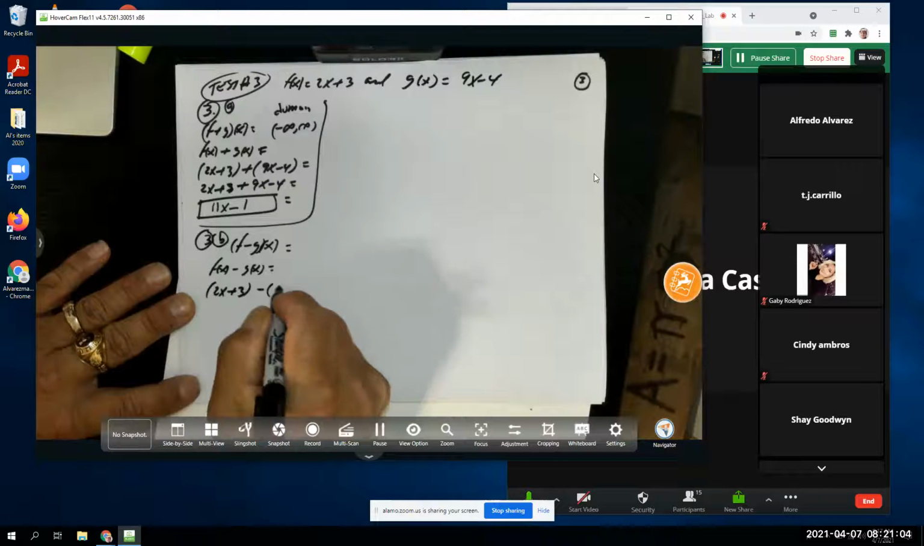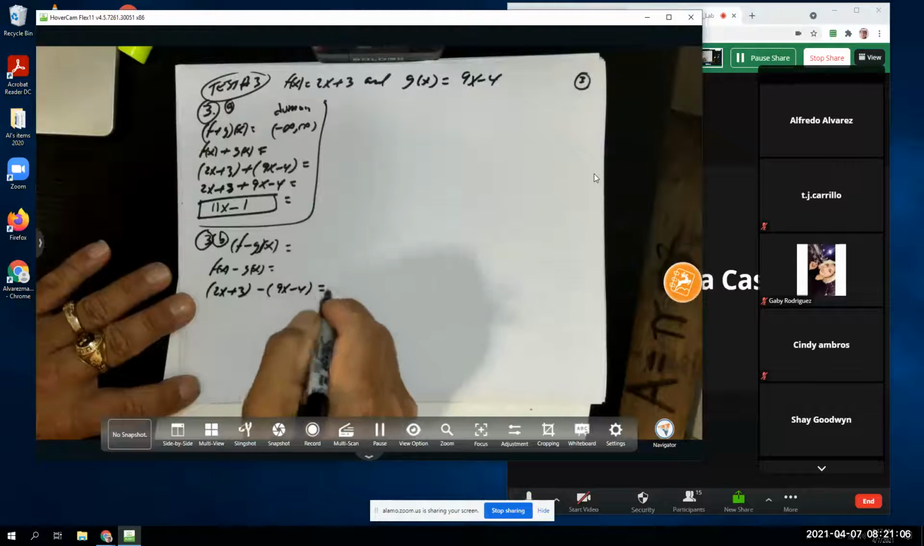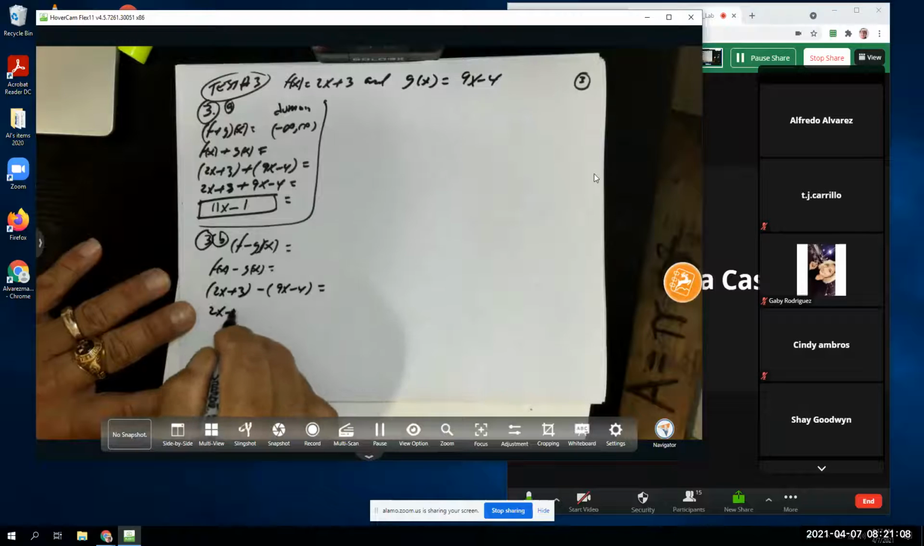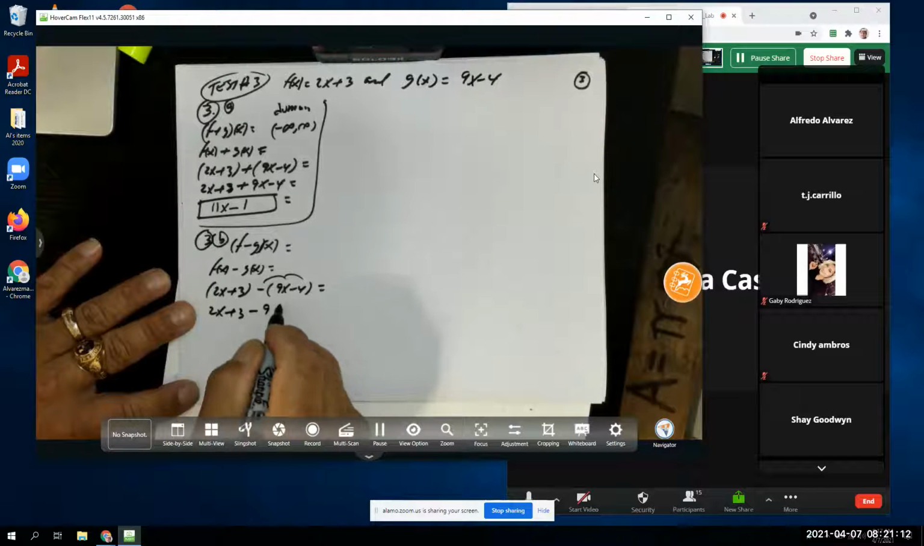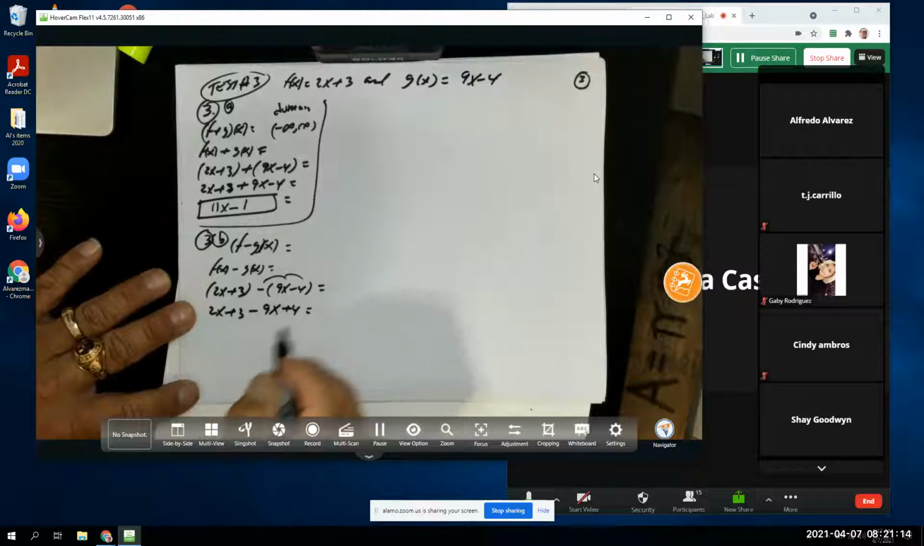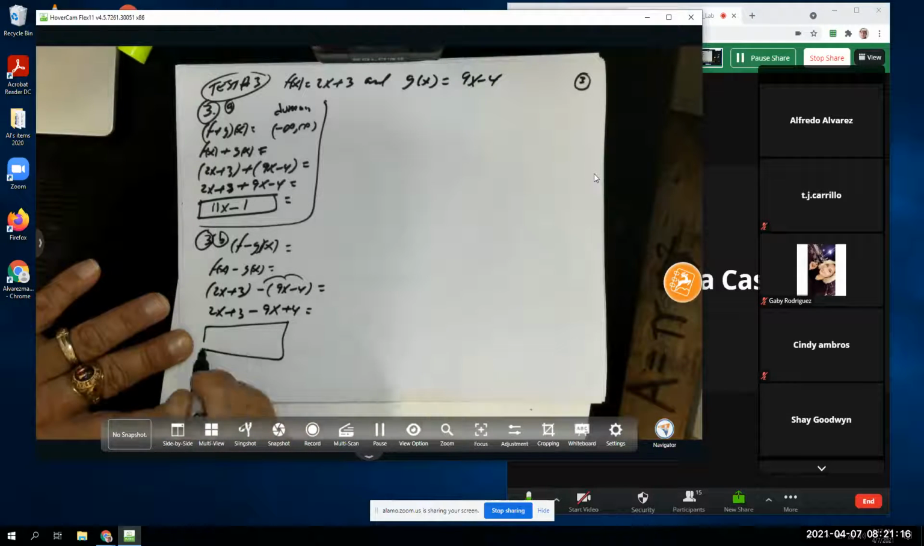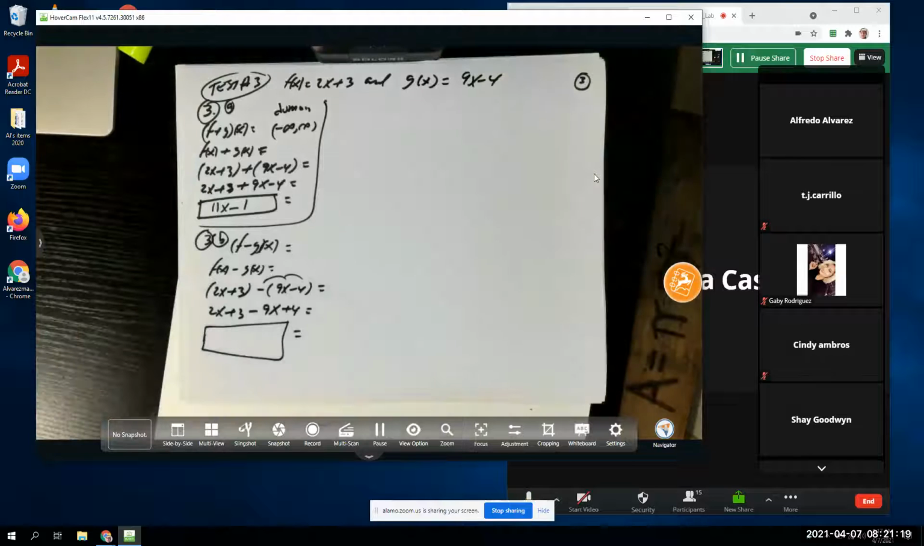F of X, same thing, 2x plus 3, minus, the other one is going to be what? 9x minus 4. So this is going to be 2x plus 3. And this minus is going to change all the signs over here. It's going to be negative and a positive. So now, your math skills right here. You put those two things together, what do you think it is?